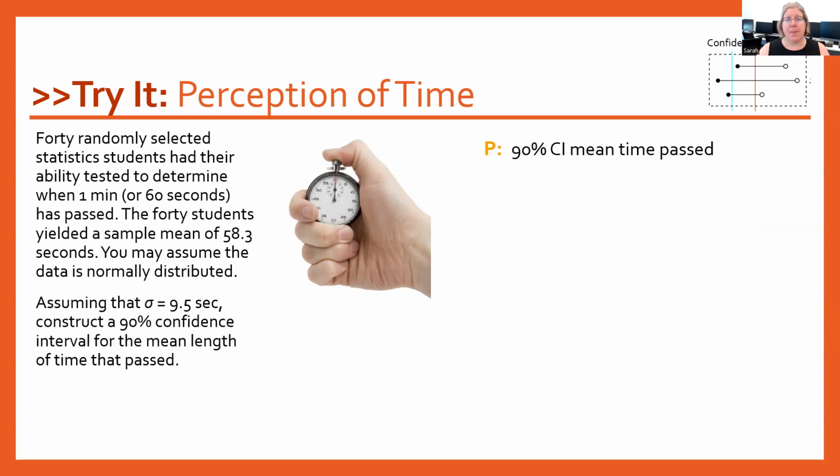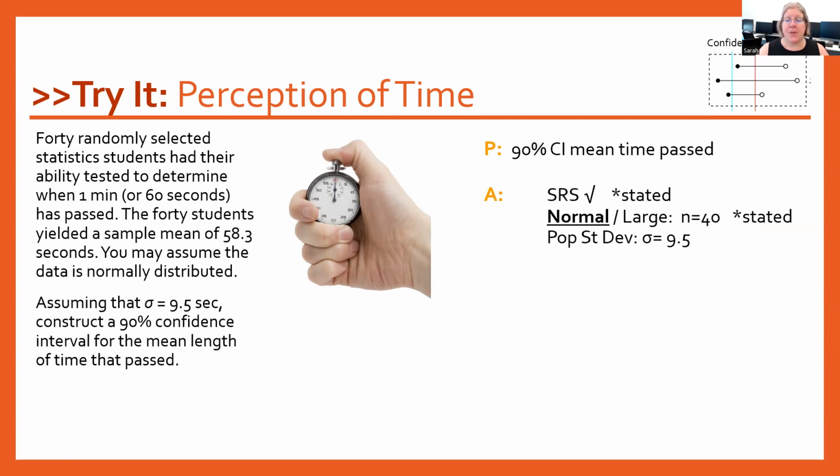A is going to be our assumptions and conditions. So we have 3 things to check before we can proceed with our confidence interval. The first is a random sample, which is stated in the problem. And then we have to decide between normal and large. This problem actually says you may assume the data is normally distributed, so I circled normal and put stated. You also could have used large since n equals 40, which is bigger than 30, and the central limit theorem applies here. So either one of those would have worked.